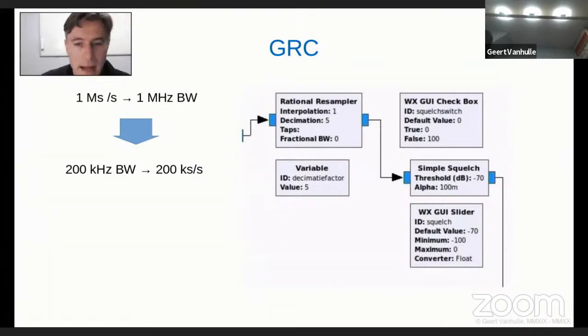Okay, and I have a GUI slider here where I can set the squelch level, and I have a checkbox that I can add to my flow graph to switch my squelch on and off. So you see, it's a real graphical way. I can just put blocks in my flow graph and create my receiver with buttons and switches just the way I like.